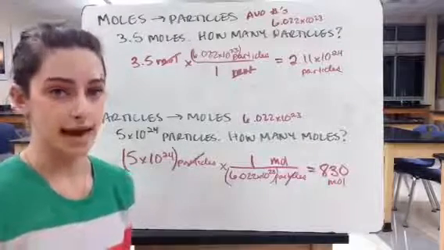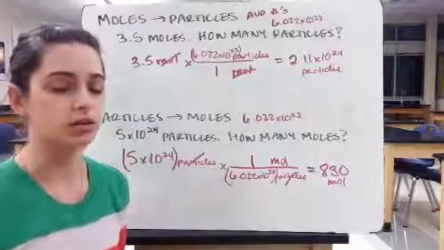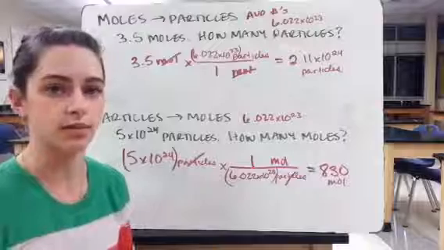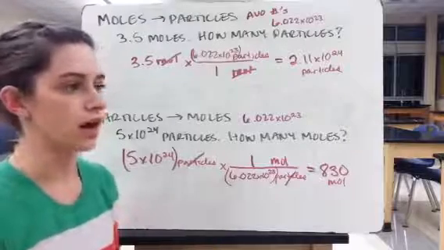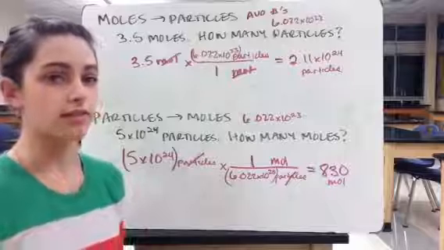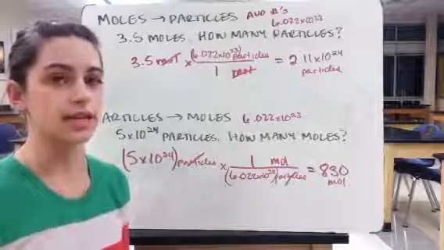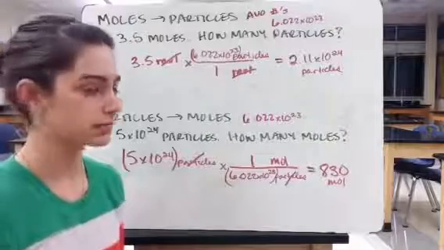It doesn't matter. A mole of oxygen is going to have the same number of particles as a mole of water, which will have the same number of particles as a mole of silver nitrate. It doesn't matter what the compound is. If you have a mole of something, you always have 6.022 times 10 to the 23rd particles.